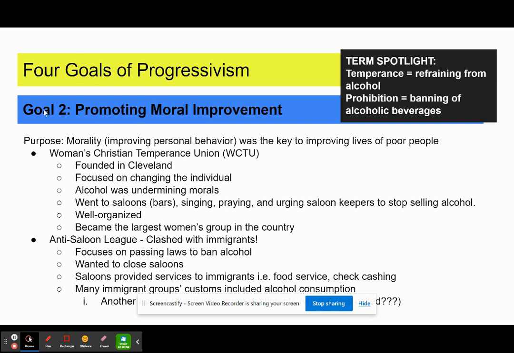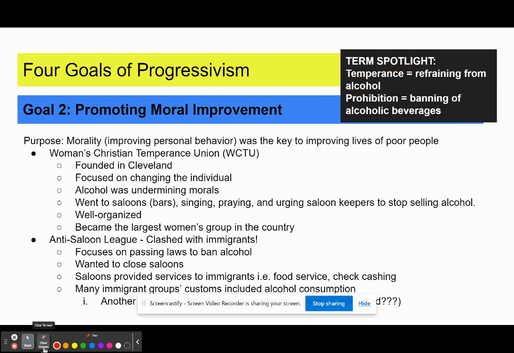The second goal we're going to talk about is promoting moral improvement. And there are two terms I want to spotlight here. The first is temperance, this idea that you refrain from alcohol, and this idea of prohibition, which is banning alcoholic beverages. So the idea that this becomes illegal, it's no longer okay to drink. Just want to make sure that you understand those two words.